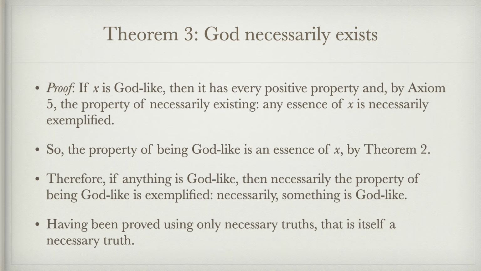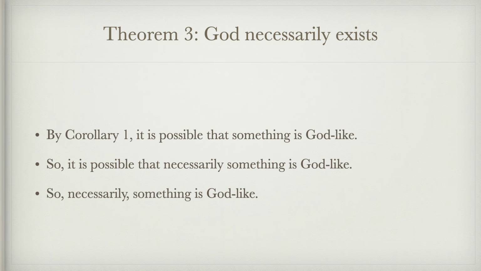Necessarily something is godlike, having been proved using only necessary truths, that itself has to be a necessary truth. Well, by our first corollary, it's possible that something is godlike, so it's possible that necessarily something is godlike. So necessarily something is godlike. It can easily impress you that, wait, something very strange is going on in that last theorem. And in fact, there is something a little bit controversial. Now, in a certain sense, not that controversial, but a bit controversial. So let me explain. There are really only two modal principles that are being used in this proof.